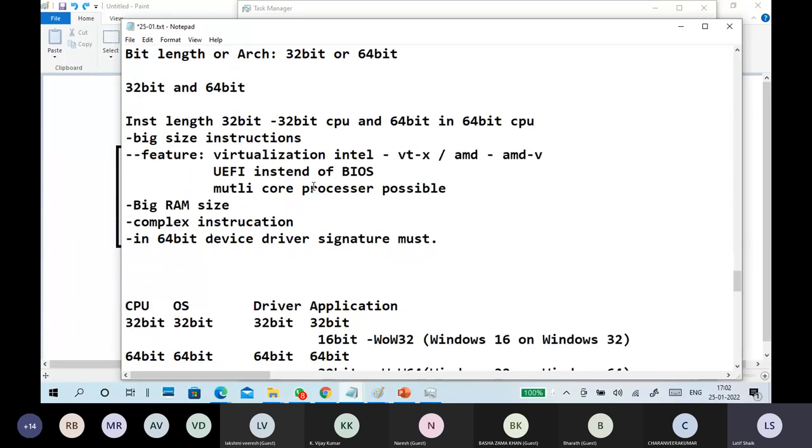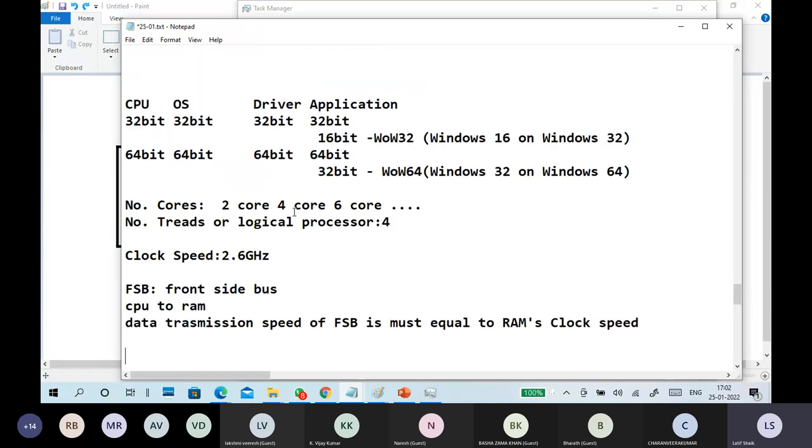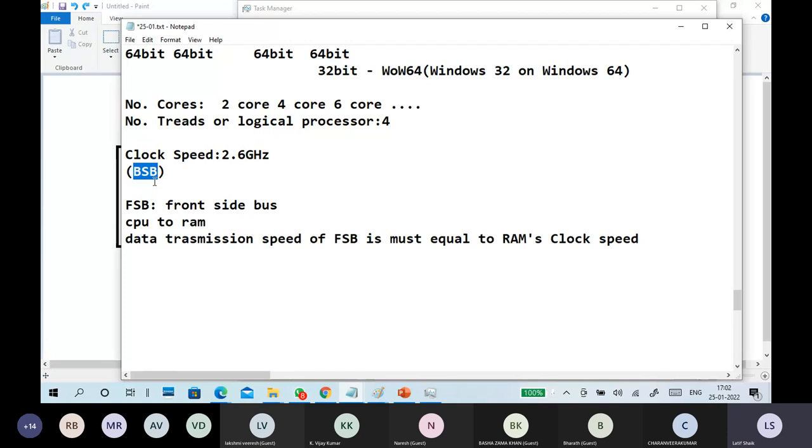Next, earlier we had single processors, nowadays we have multi-core processors, like two-core and four-core processors, and threads are there too. It means a two-core processor becomes like a four-core processor. Clock speed means data transmission speed. The clock speed is nothing but the BSB speed. What is a backside bus? It means CPU to cache memory. The data transmission speed is the CPU's actual speed, the clock speed or BSB. This is a version of CPU speed.